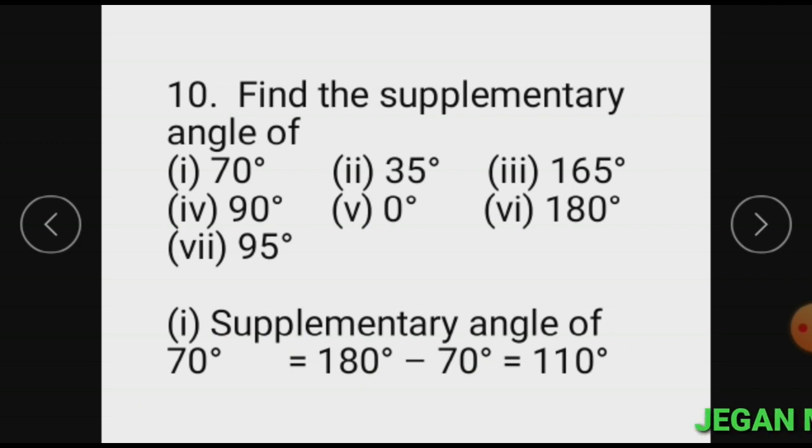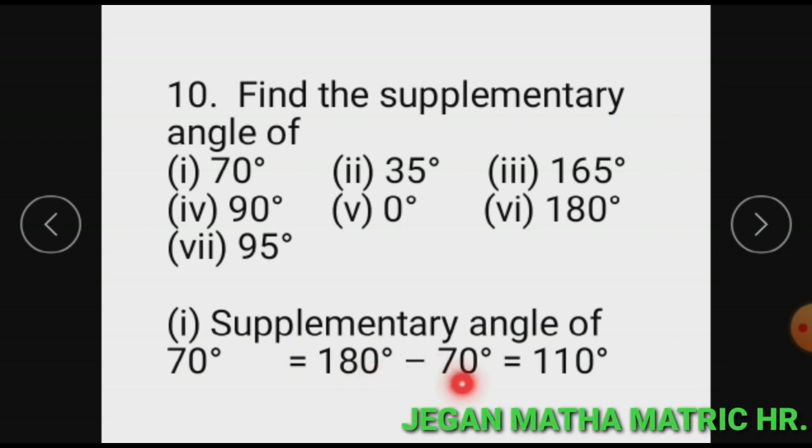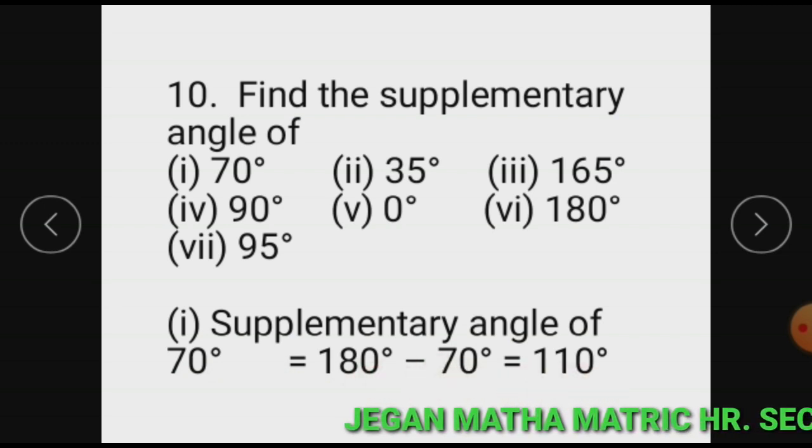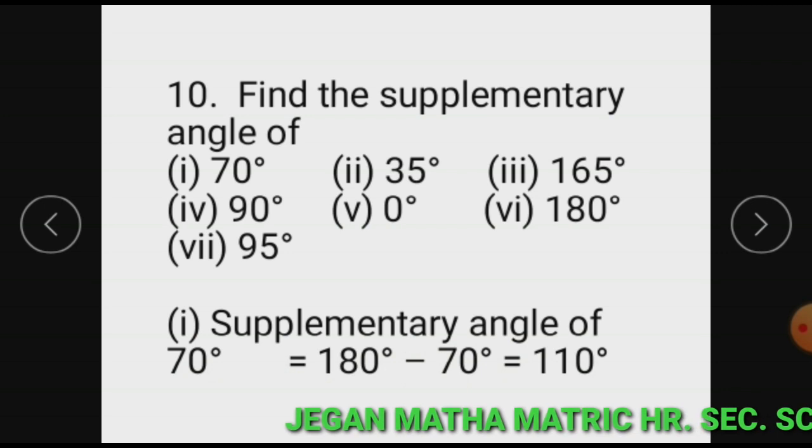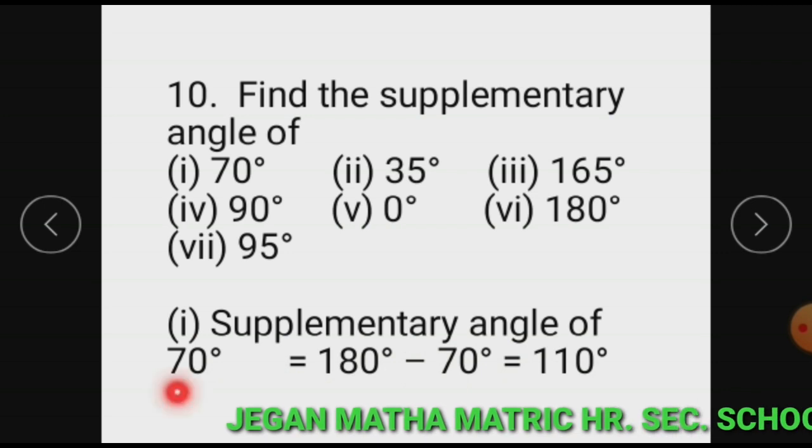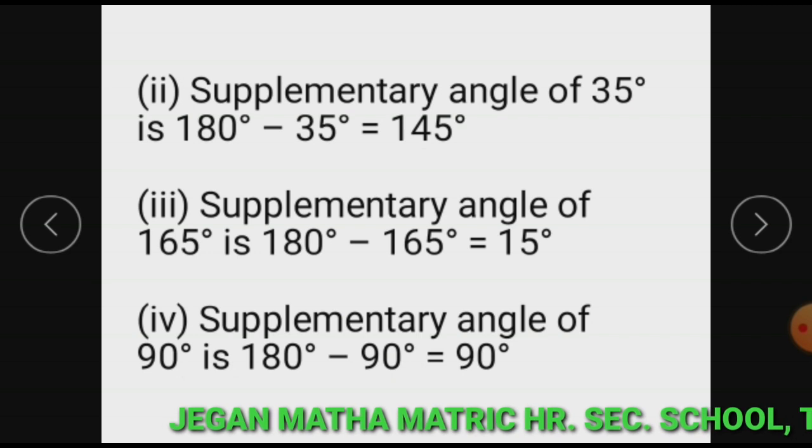Find the supplementary angle of the following. Subdivision 1. Supplementary angle of 70 degree is equal to 180 degree minus 70 degree equal to 110 degree. So supplementary angle of 70 equal to 110 degree.